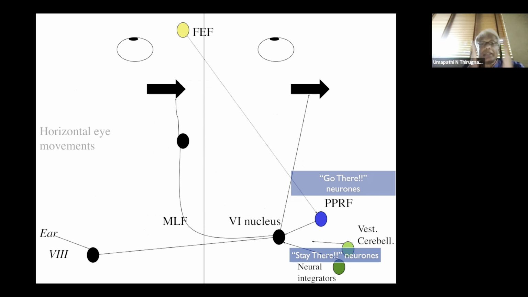So now, what I need you to memorize, just like we need to memorize that the frontal eye fields are crossed, not ipsilateral, crossed, memorize that. I need you to memorize that for central nystagmus, the pathology lies in the stay there neurons. Pathology lies in the stay there neurons.